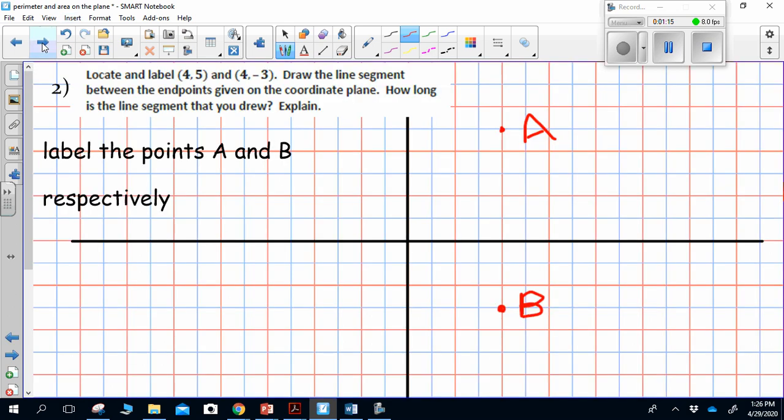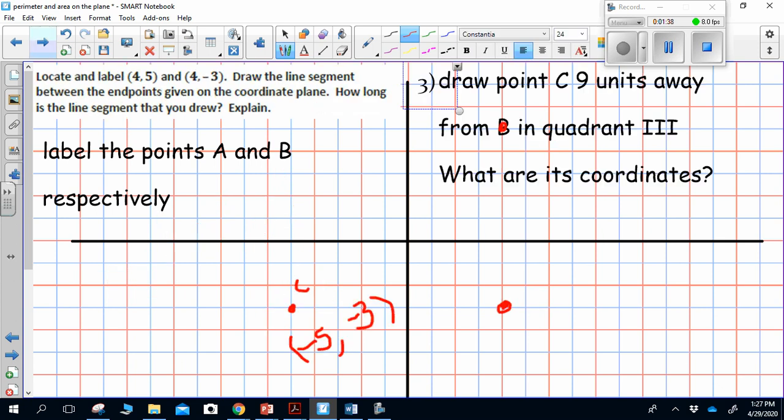All right, the second question, you need to label A and B. A is at 4, 5, B is at 4, -3. And then you're asked to find out what the distance is. So the absolute value of 5 is 5. The absolute value of -3 is 3. I'm adding these because they're in different quadrants. So my answer is 8 units.